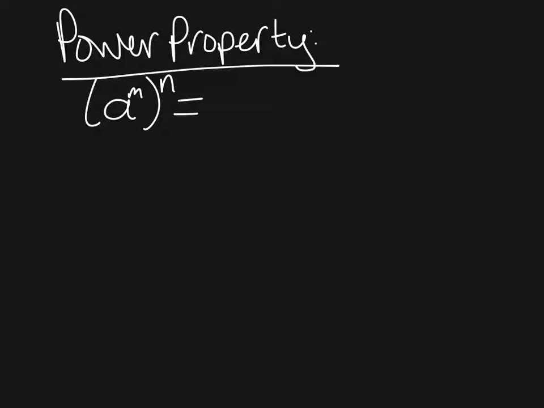So the power property of exponents. If you have a base raised to a power, and then that is raised to another power, like a to the m raised to the n, then all you need to do is multiply the powers. Okay, so when they're next to each other like that, it's just multiplication.